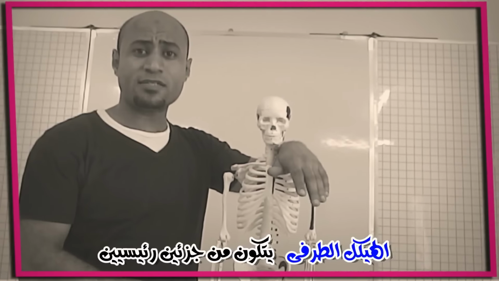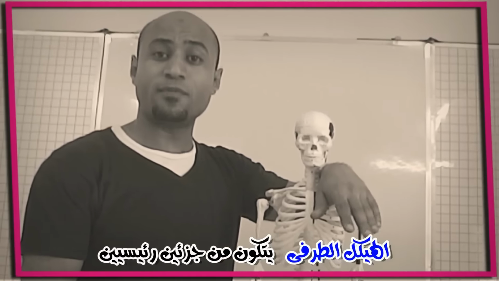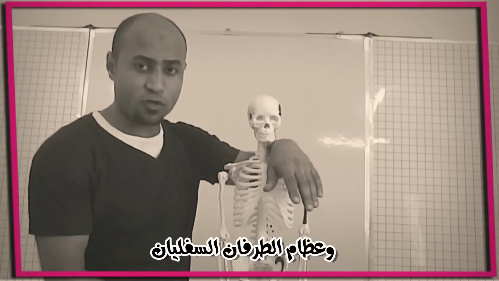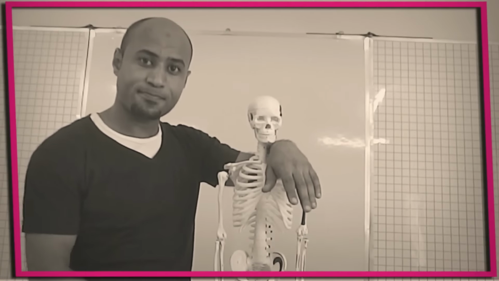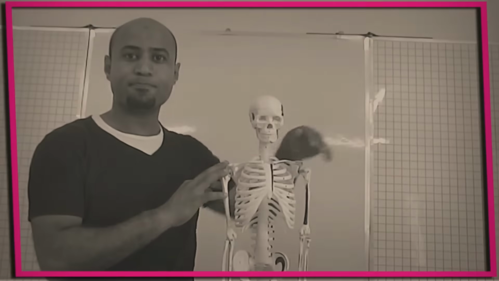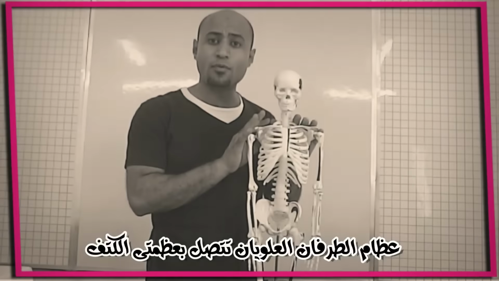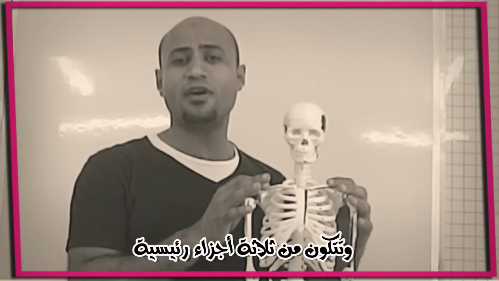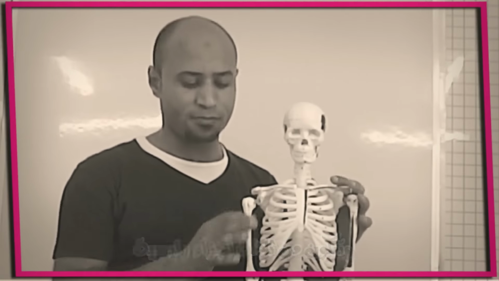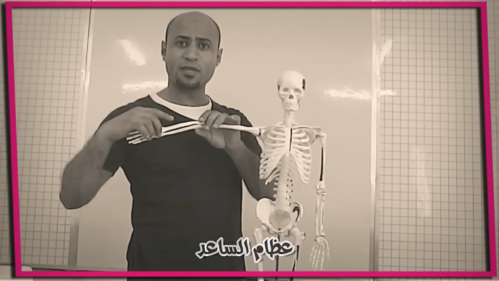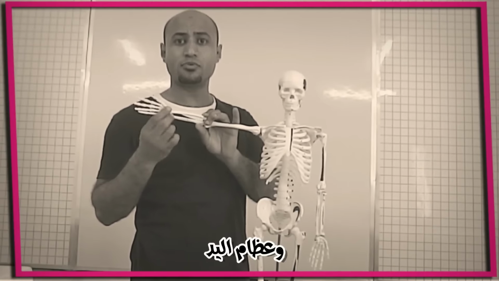The appendicular skeleton consists of two main parts: the bones of upper limbs and the bones of lower limbs. Now we'll talk about the bones of upper limbs. The bones of upper limbs are connected to the shoulder bone, and they consist of three main parts: the humerus bone, the forearm bone, and the hand bones.